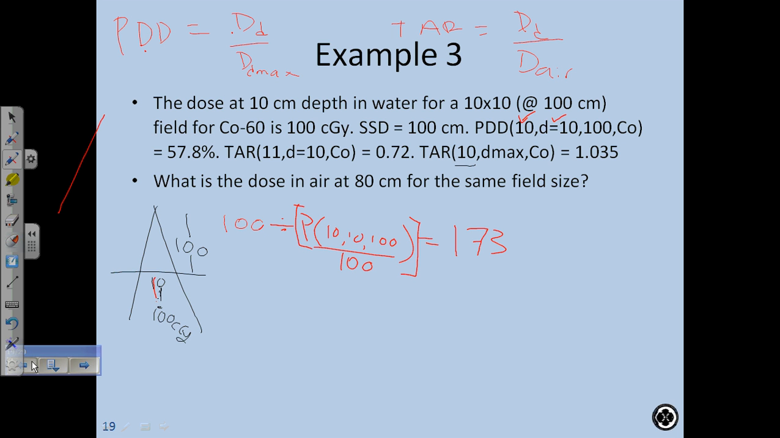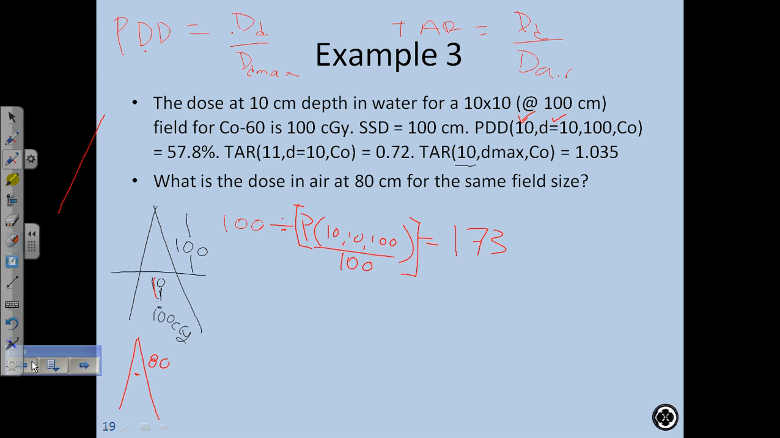Here's what we're looking for. Now we go to air. How do we get to air? TAR. What do we do with 173? Divide by TAR or multiply by TAR? Which TAR do we use? We use the TAR for field size 10 at Dmax. We take the dose divided by TAR.